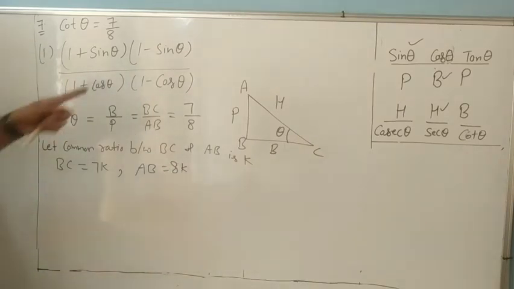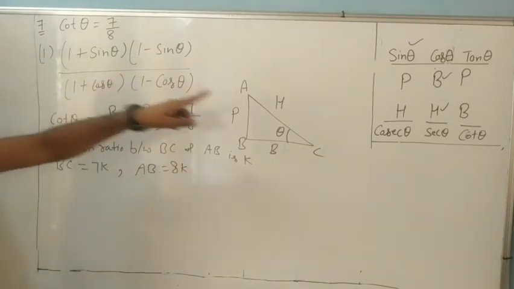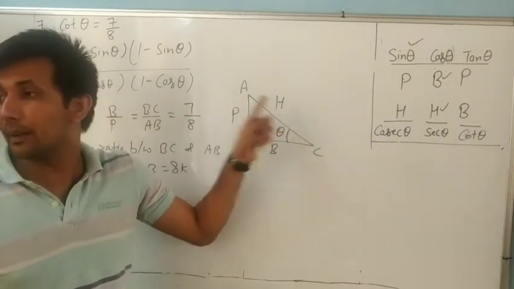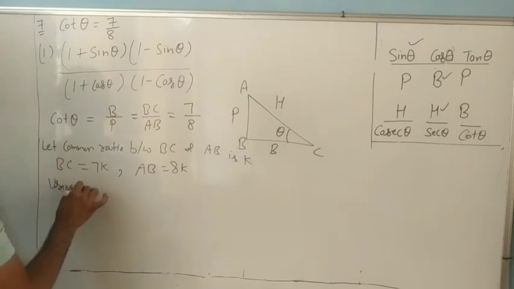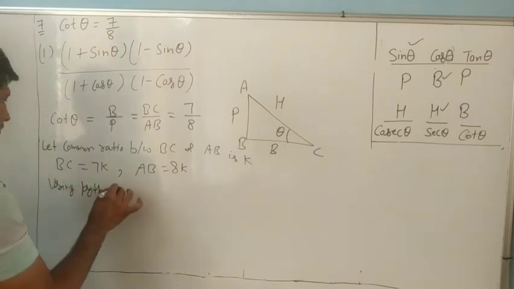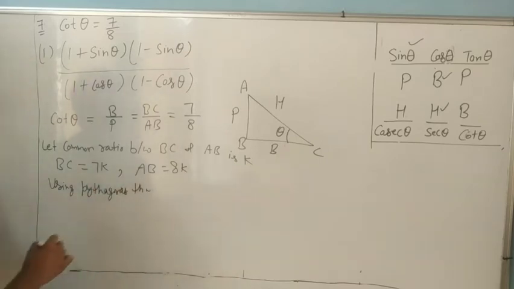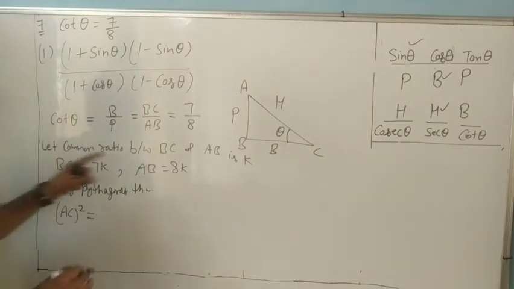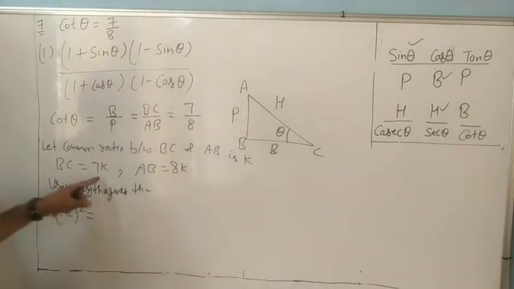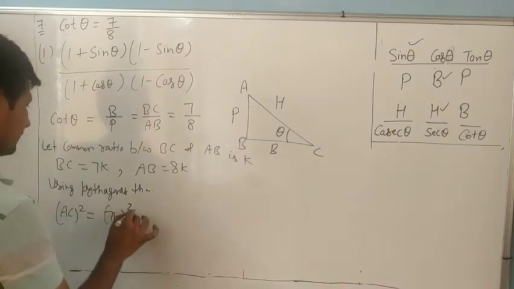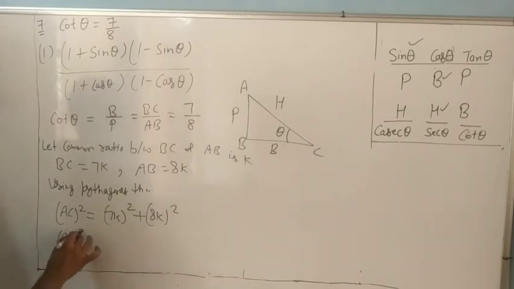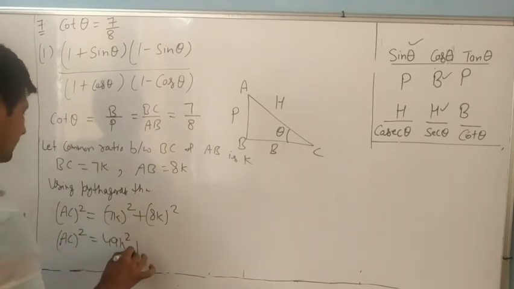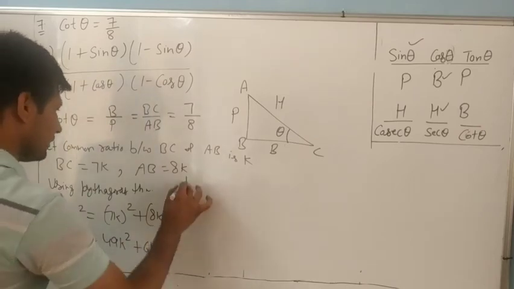Okay dear, we want to find sin theta. Sin means perpendicular by hypotenuse. We need the hypotenuse, so we will write again using Pythagoras. You will apply it yourself. What is AC square equal to? Perpendicular square plus base square. What is 7K square plus 8K square? It becomes AC square equal to 49K square plus 64K square.